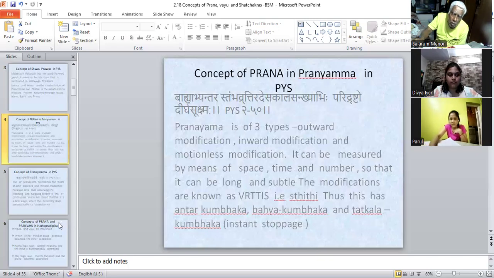One more query here. This Tatkala Kumbhak I'm hearing for the first time. When does it happen? On this slide, the last one, instant stoppage. Antar Kumbhak is when we retain the breath inside, and Baya Kumbhak is when we retain the breath after the exhalation. Tatkala Kumbhak is instant stoppage, a stoppage for a certain time.